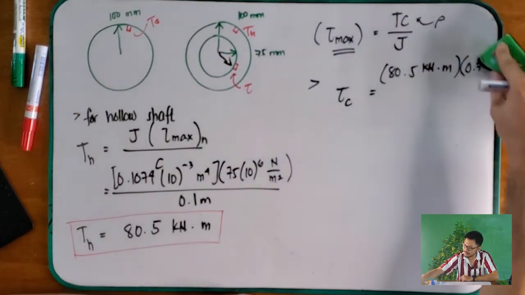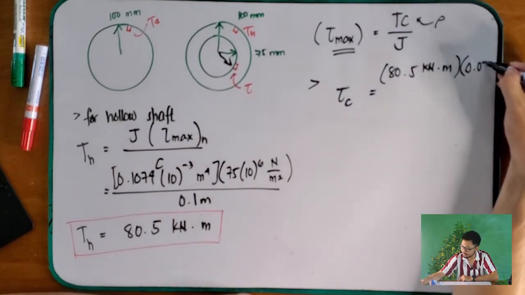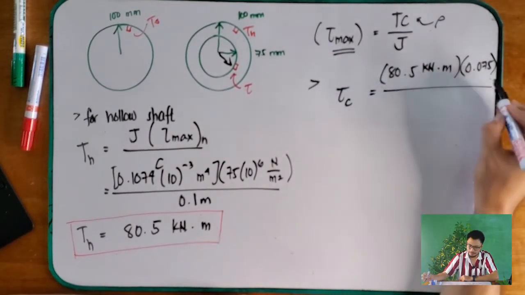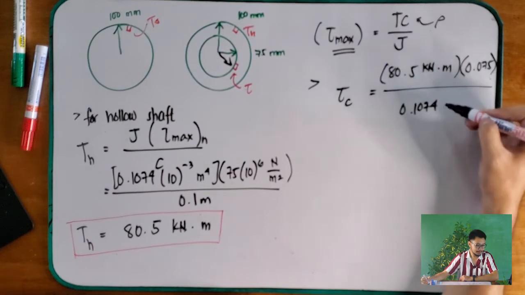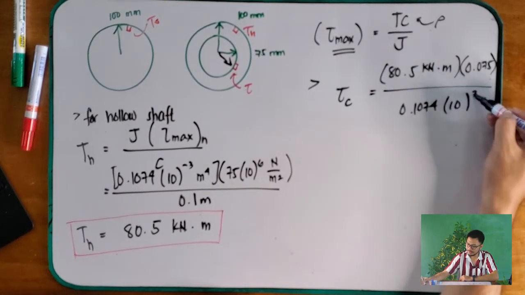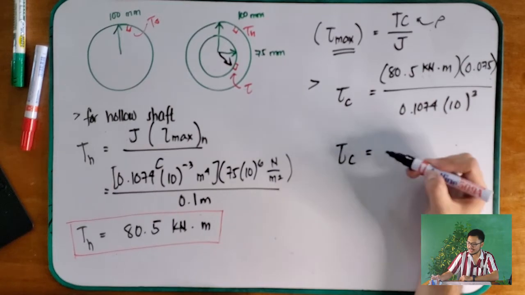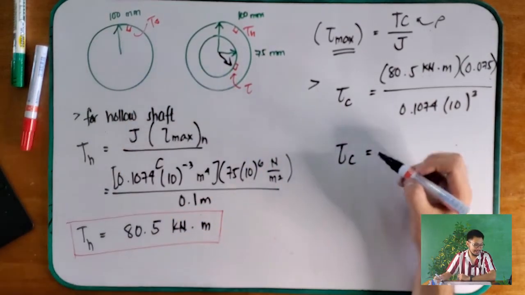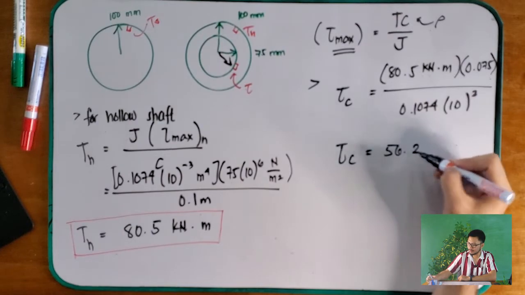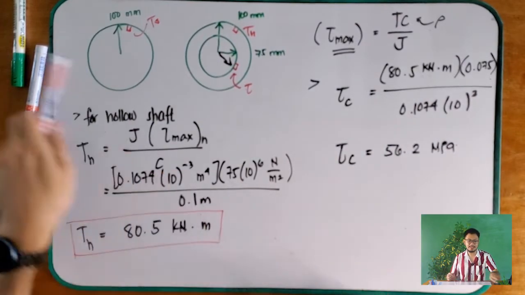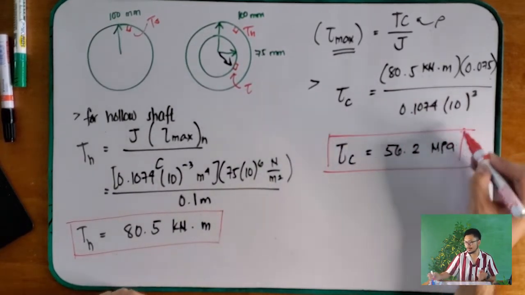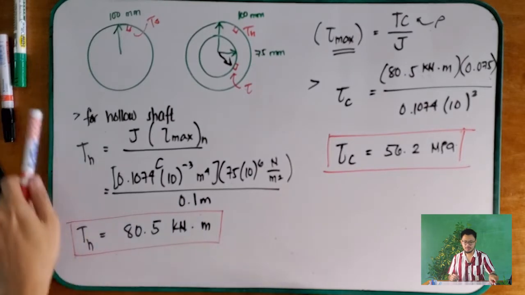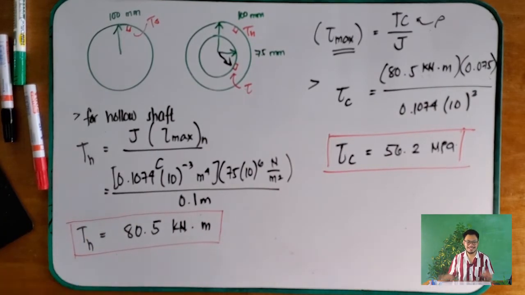Oh no, 0.075 meters over your polar moment of inertia of 0.1074 times 10 to the power of 3. And your stress at C at this point is 56.2 megapascals. And these are your answers for number 1. Okay? Sayon ra no? Taas kaya ang atong introduction, pero sayon ra kayo i-solve ang atong mga problems.